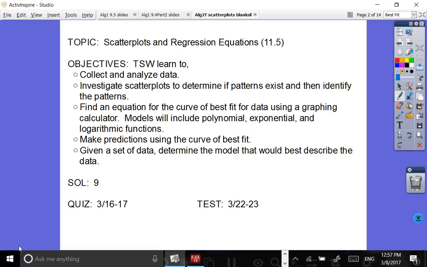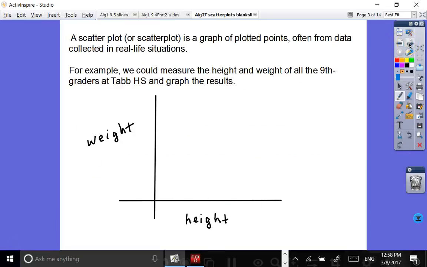But now we can actually go further because we know what the shapes of more functions are. We know cubics, we know quartics a little, we know exponentials, we know logarithms. So we're not just confined to linear or linear and quadratic. So a scatter plot is when you graph a bunch of plots, or a bunch of points.